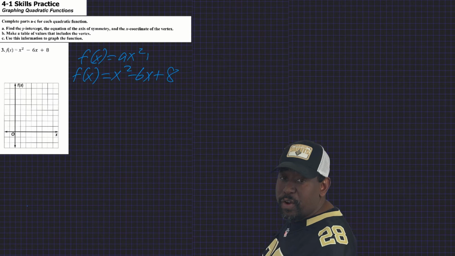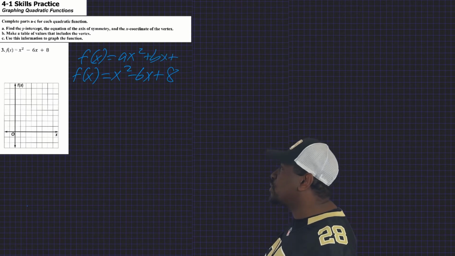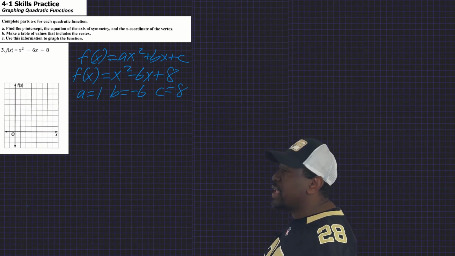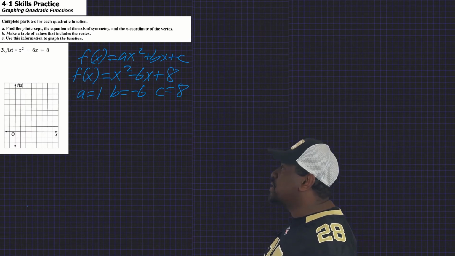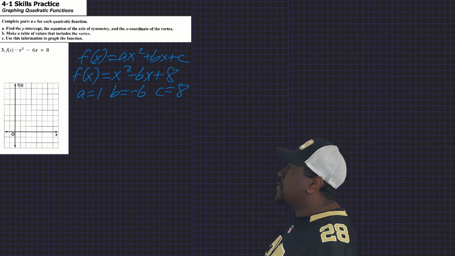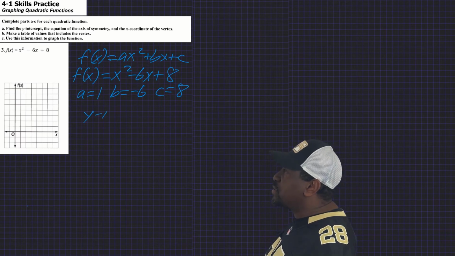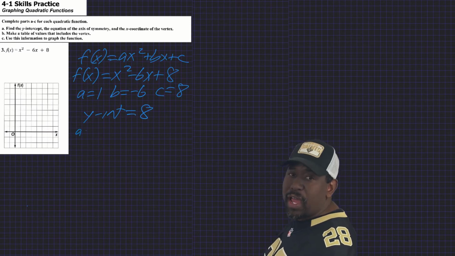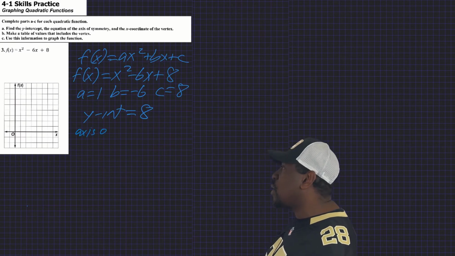Just like we did in the first problem, we want to write the general form of a quadratic, which is ax squared plus bx plus c, so we can pull out the a, b, and c values. In this problem, a is equal to 1, b is equal to -6, and c is equal to 8. So by knowing that c is 8, we know that our y-intercept is equal to c. And since c is equal to 8, we know that the graph crosses the y-axis at 8. And so the y-intercept is 8.